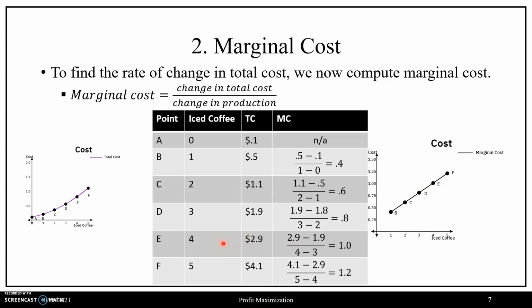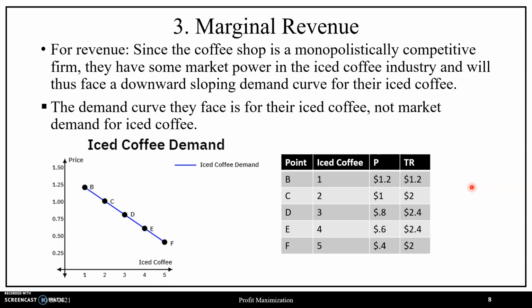And for our last point, going from 4 units of iced coffee to 5 being produced, we see that total costs are changing by $1.20, generating point F on our marginal cost curve, where we see that we have an upward sloping marginal cost curve, which is going to be due to diminishing marginal returns on labor. So with our cost and marginal cost structure considered, moving on to revenue.